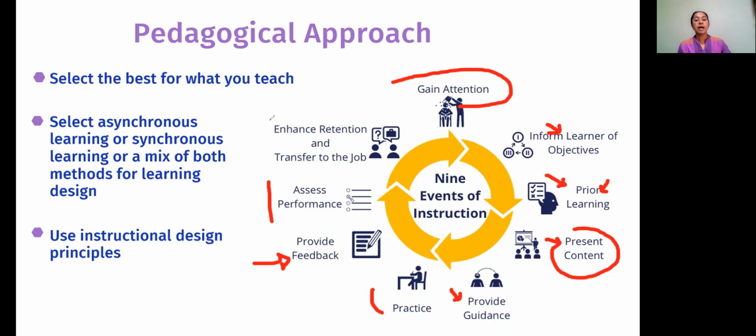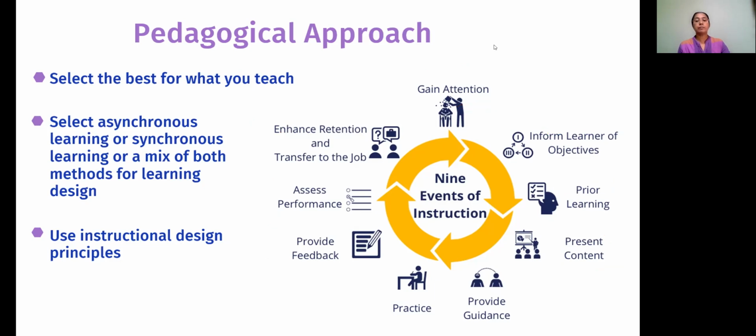Okay, and the next is to enhance the retention and transfer to the job. That means some other activities that help them go out and apply it in different contexts, other than what you taught in the class. So, helping them to retain what you gave them in the lesson. This way Gagne's 9 events of instruction are helping you to design the learning content in the online course. This is one of the instructional design models available today that is heavily used for designing online course material. So you also can use this one.